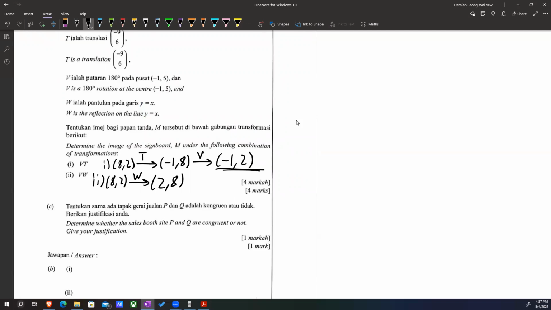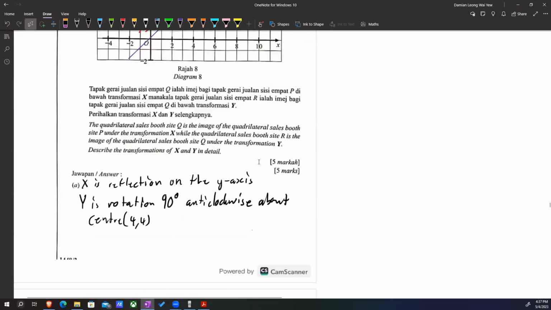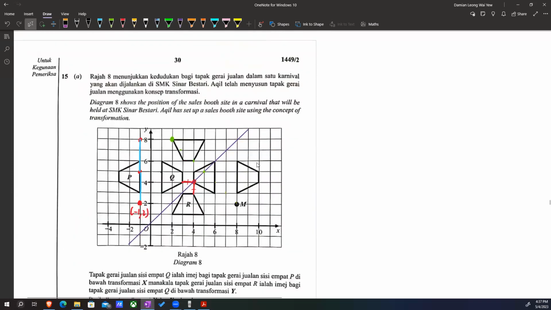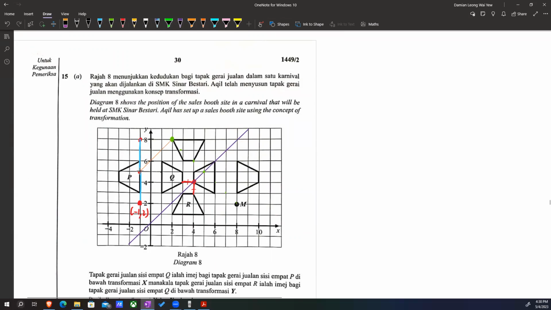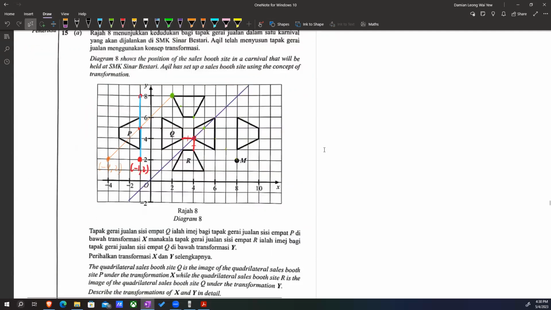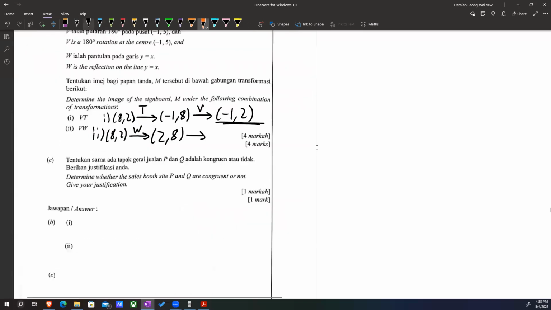And then it goes through V, reflection, sorry, not reflection, rotation at the center -1, 5. So 2, 8 here, rotate around this point 180 degrees, same distance on the other side. So it ends up here. Then it becomes -4, 2. So the answer is -4, 2.